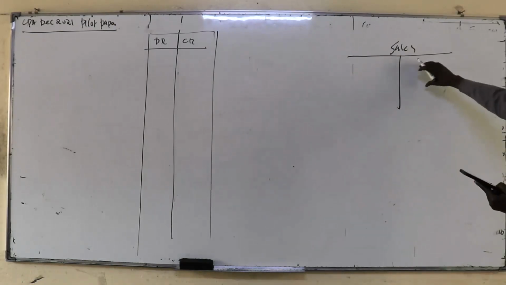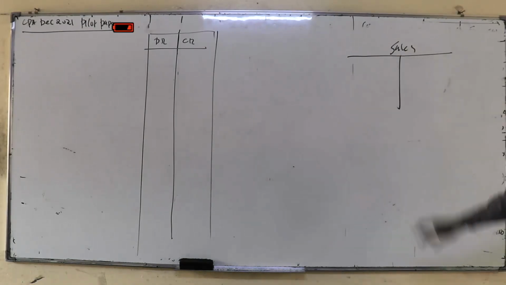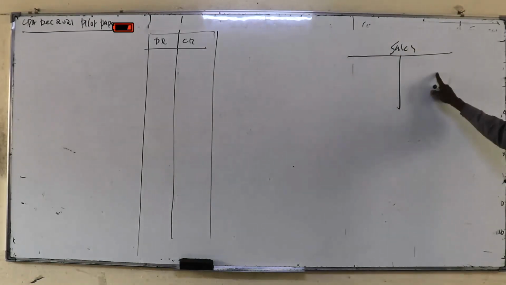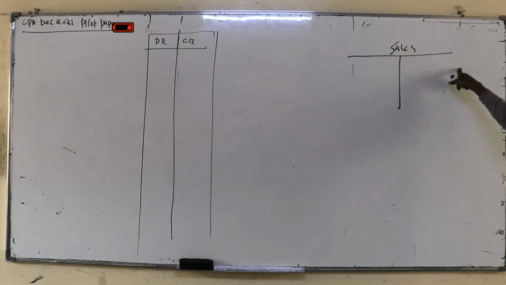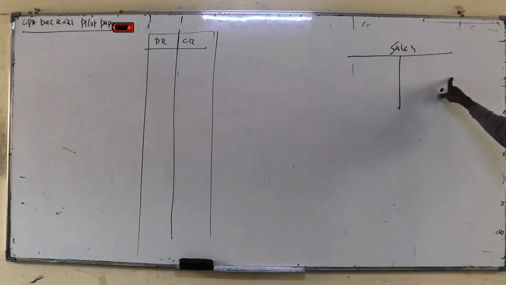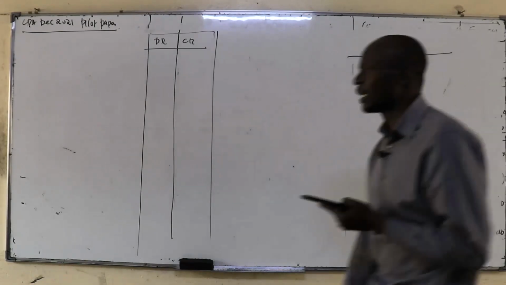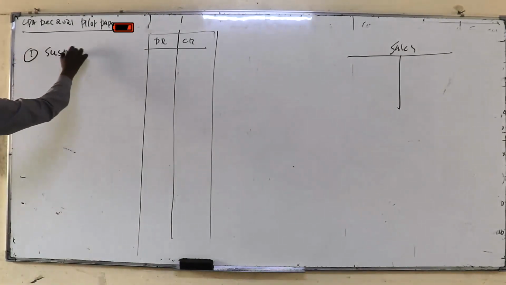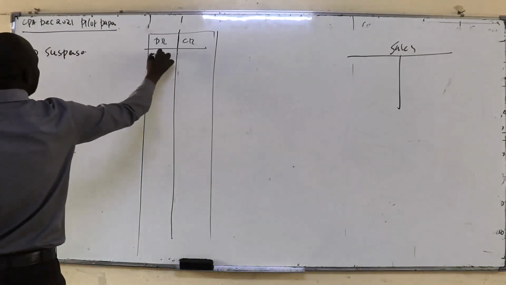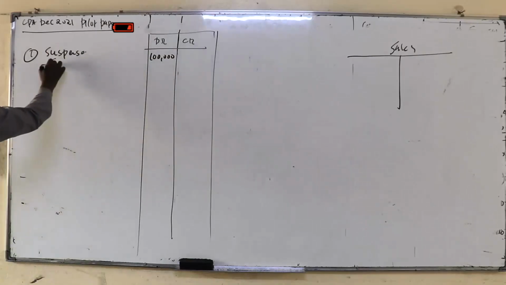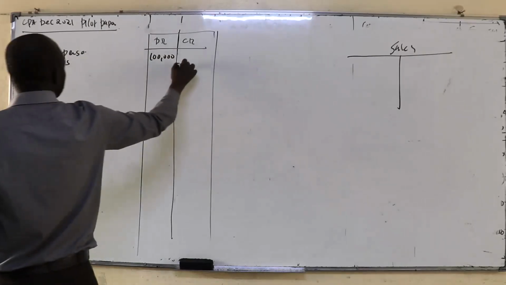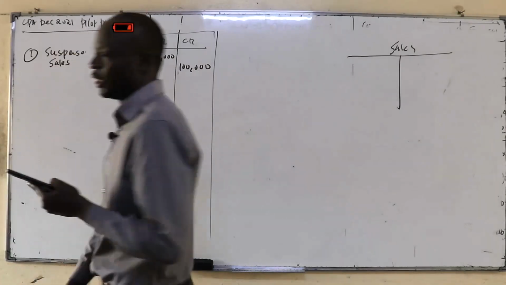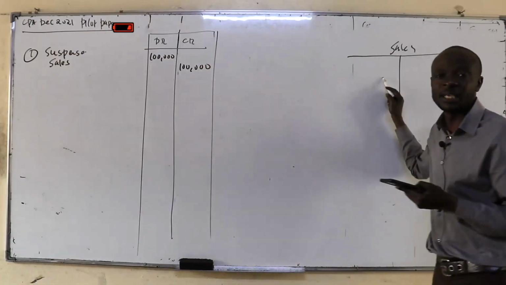So now it means this side was understated. To undercast means to understate. By how much? 100, isn't it? So you need to correct it. You need to credit what? Sales, to make it the correct amount, isn't it? So now the complementary entry will be suspense. So you write here suspense. How much? 100,000. Then there you say sales. You make what? 100,000. So, being correction of undercasted sales.